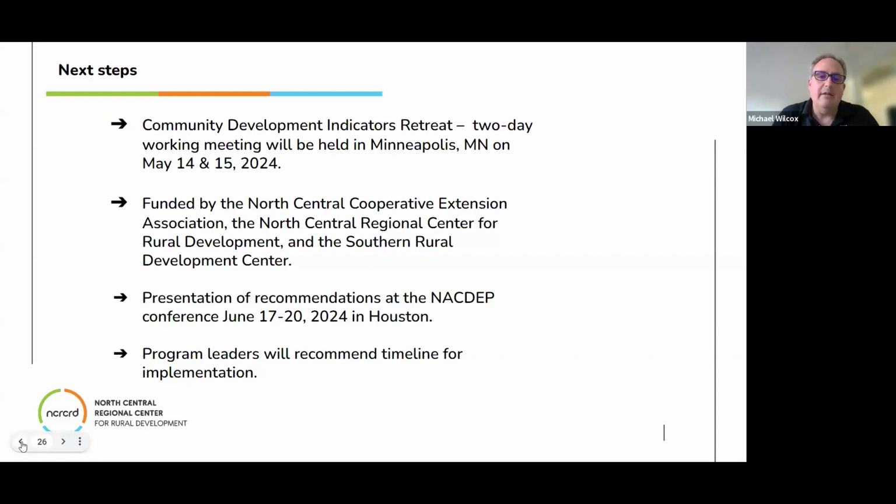I'll give a shout out again to the North Central Cooperative Extension Association. They're the ones that gave us the seed funding to do this. And then the North Central Regional Center for Rural Development and the Southern Rural Development Center saw value in this as well, and so they wound up providing resources to make this a reality also. So with that, we'll open it up for questions, comments and concerns. I'm happy to move the slides back to those tables if people want to see those again, or just let us know.